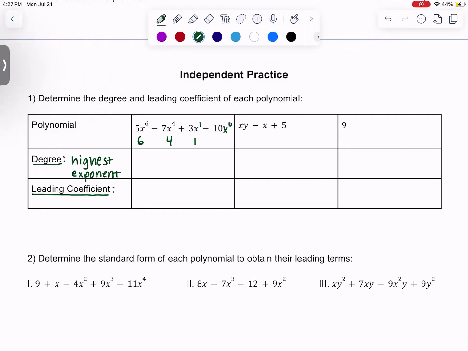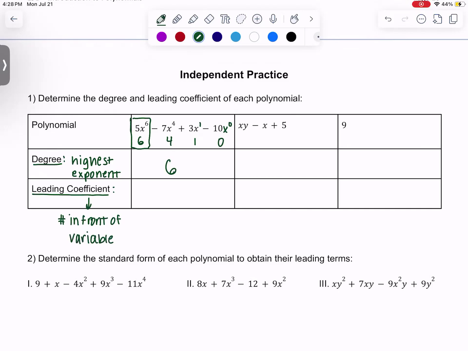And the last one has an exponent of 0. Constants have an exponent of 0. They have no variable. So our degree is 6. The leading term is 5x to the 6th. The leading coefficient is the number in front of a variable.